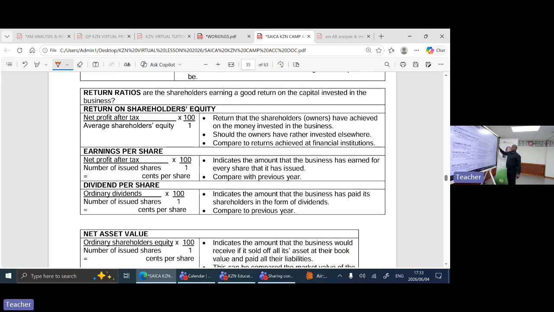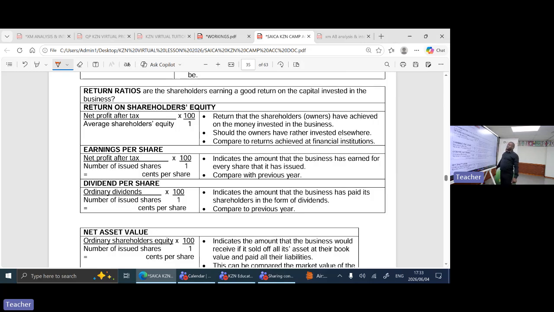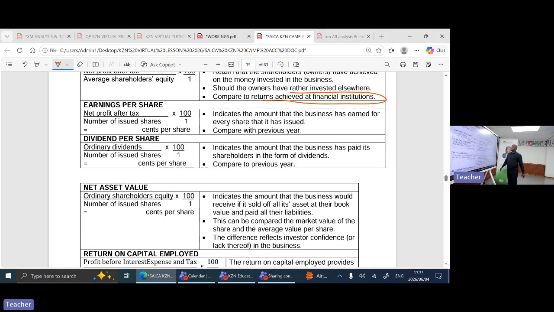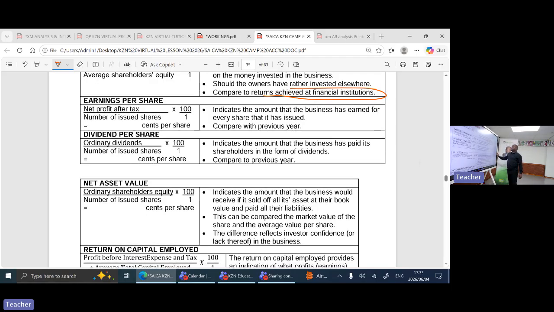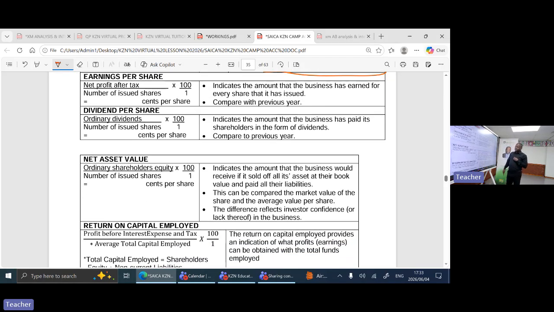Then these are the return ratios as I was explaining them. I explained the return that the shareholders have achieved on the money invested in the business. It must be compared with the returns that may be achieved in other financial institutions. And then EPS, which is earnings per share, indicates the amount that the business has earned for every share that it has issued. So it's net profit per share. So this is EPS, and then DPS indicates the amount the business has paid to each shareholder.